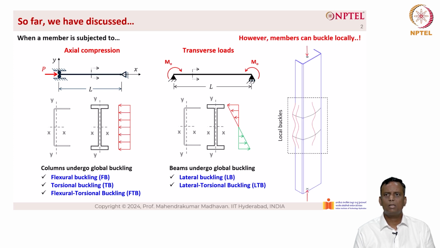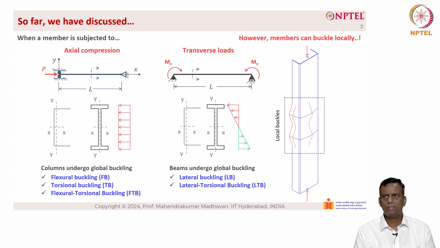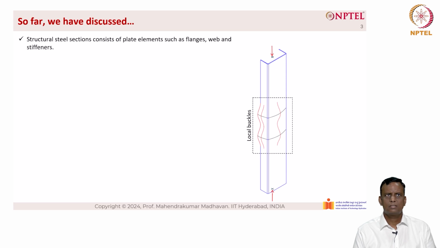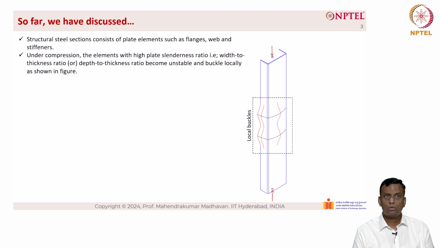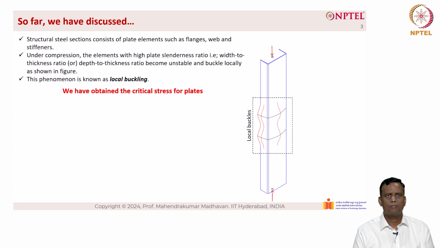Members can also buckle locally, as you can see, there is a local buckling that takes place at the elements of the cross section. Structural steel sections consist of plate elements such as flanges, web and stiffeners. They undergo compression, and the elements with high plate slenderness ratios, that is the width to thickness ratios or the depth to thickness ratios, the width to thickness ratios correspond to the flanges and the depth to thickness ratio corresponds to the web. When both of them are very high, the plate becomes unstable and buckles locally as shown in the figure on the right hand side. This phenomenon is known as local buckling, and we have obtained the critical stress for plates in our previous sessions.